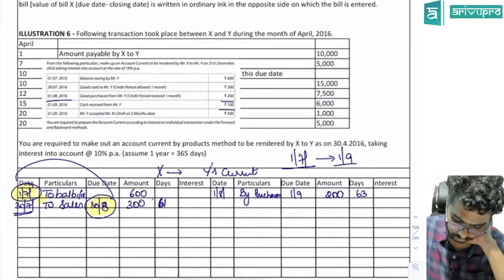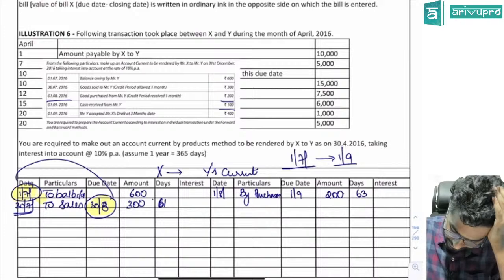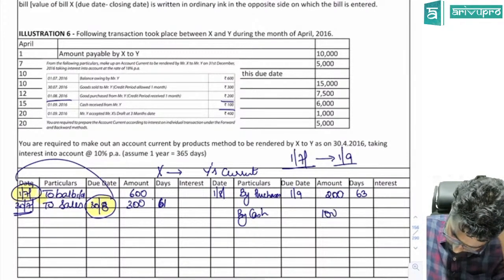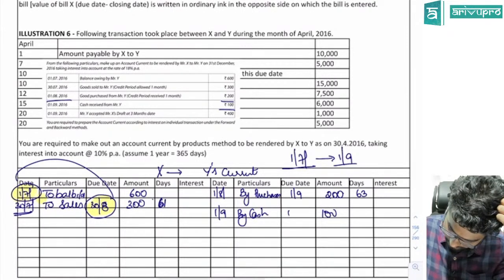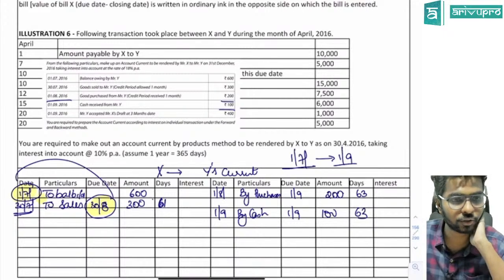Then cash received will be what? Y, cash received, right? By cash 100, that's on 1/9. The due date will also be 1/9, so I'll continue with 63 days. Are you guys clear?